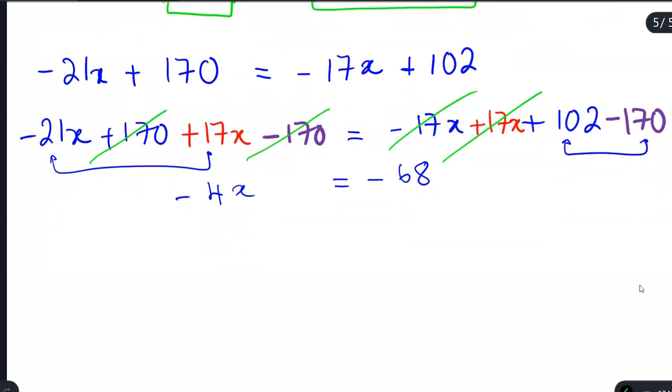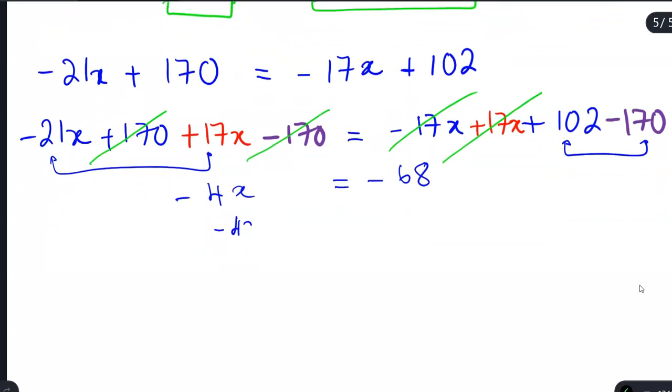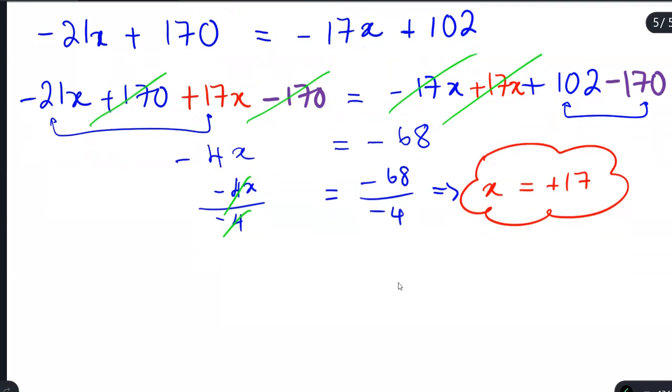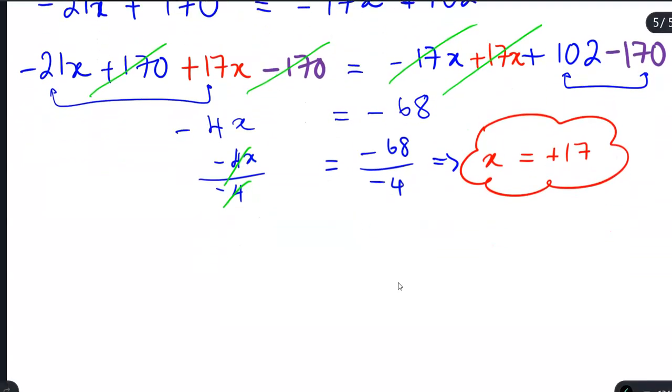Now it's so simple that you can just divide both sides by negative 4. And what do we have left here? We have x is equal to 68 divided by 4, but we have negative divided by negative, so I should have a positive value. This should give me positive 17. All right. We are not finished yet, right? We have to check.